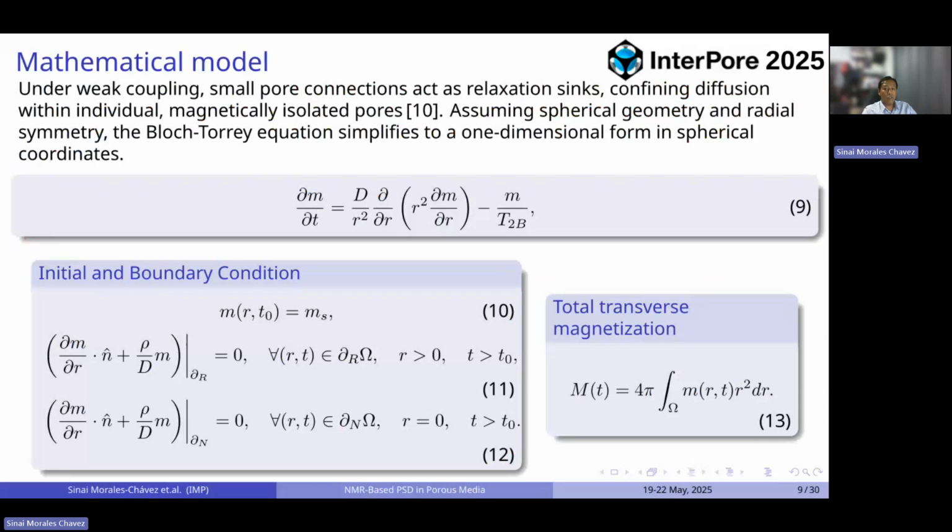The initial condition assumes uniform saturation, and we now apply a Robin boundary condition at the outer surface and a Neumann boundary condition at the center of the pore. Finally, the total transverse magnetization of a single pore is computed by integrating over the spherical volume.